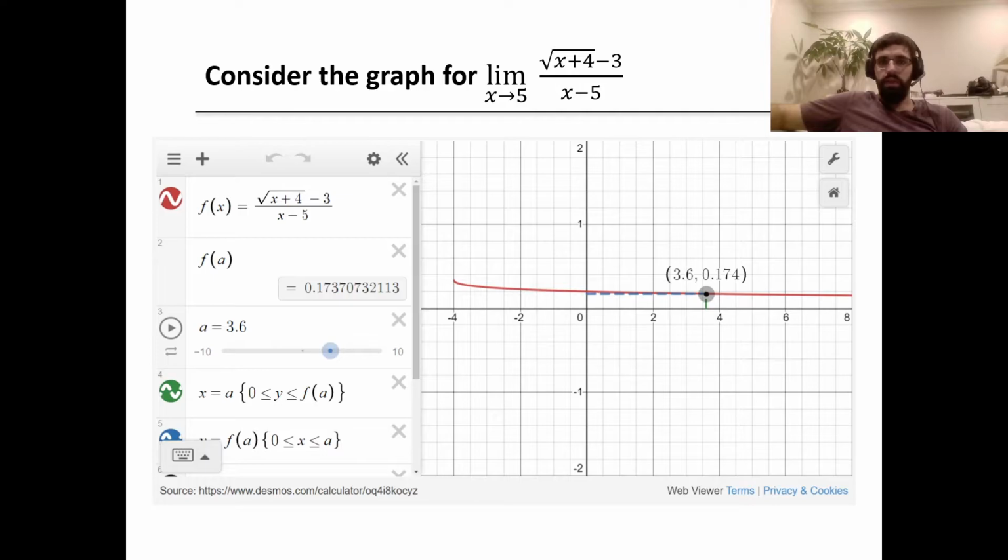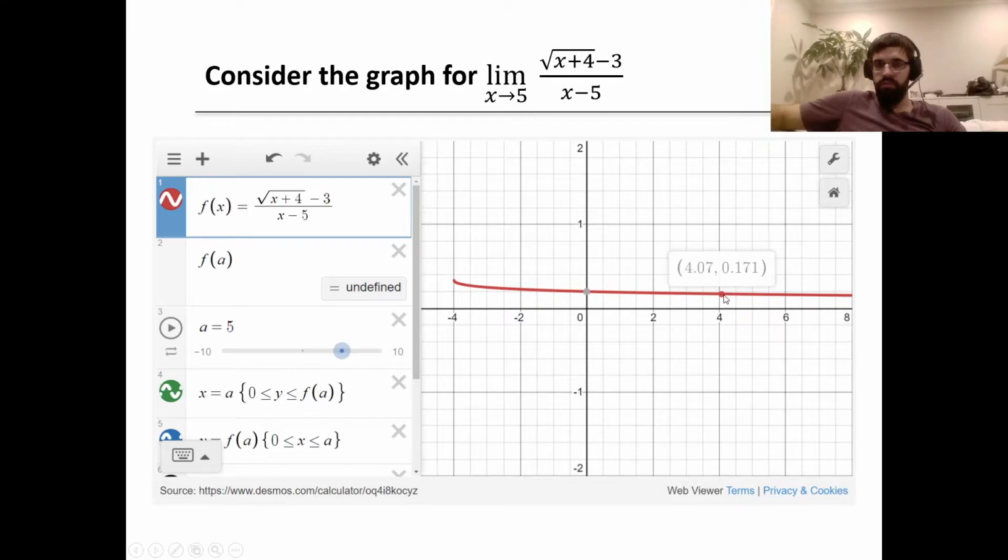So consider the limit as x approaches 5 of this function right here. We can look at it graphically. As x equals 5, f of a would be undefined. Looking at the equation, if we plug in direct substitution, then we get 0 as a denominator. So on our graph, that yields just undefined.